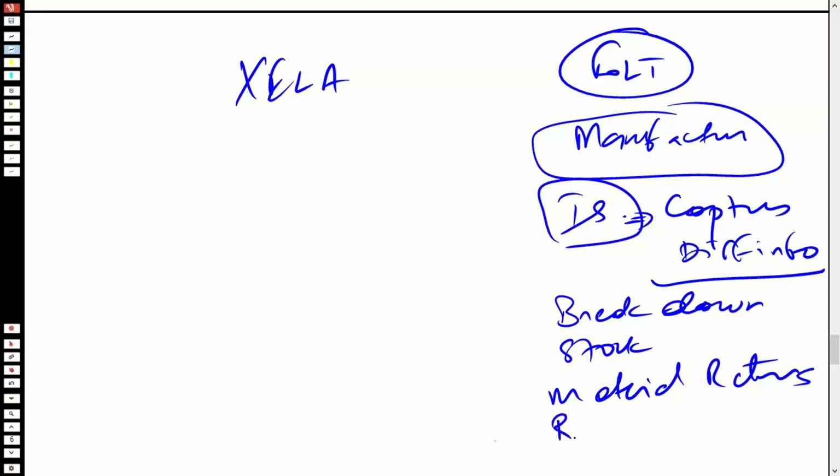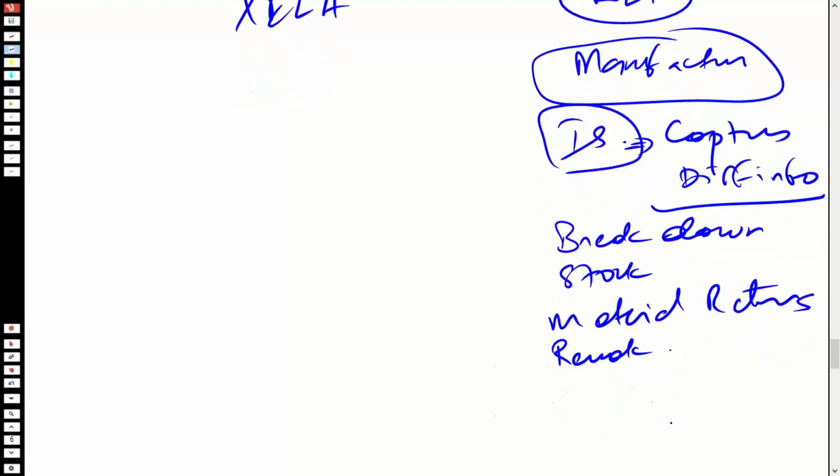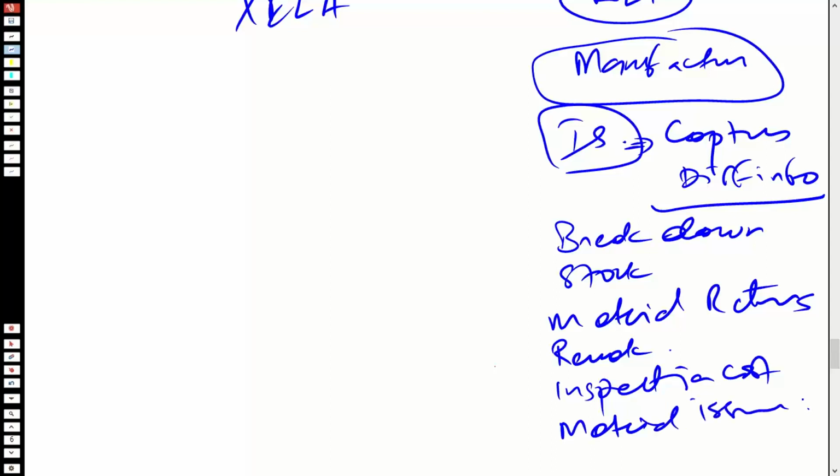It could be the rework related detail. It could be the inspection cost. It could be the material issues. A lot of things. There is an information system that is there in your place because you are manufacturing, because you are operating as an organization, and while operating as an organization, you have a system to actually capture all these information.